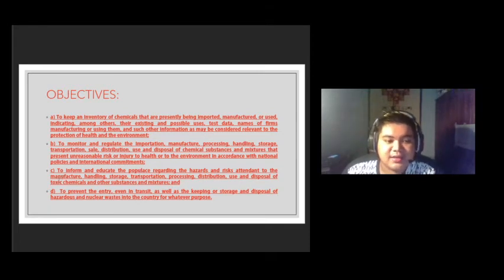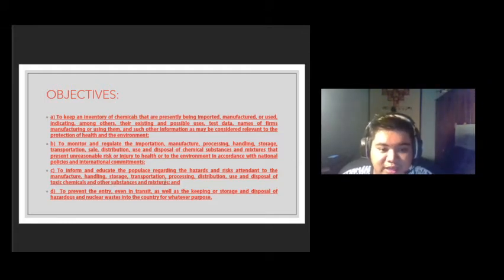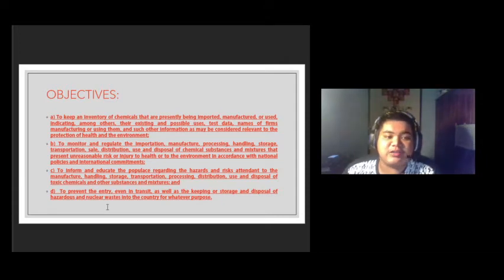Next, to inform and educate the populace regarding the hazards and risks attendant to the manufacture, handling, storage, transportation, processing, distribution, use, and disposal of toxic chemicals and other substances and mixtures. And lastly, to prevent the entry, even in transit, as well as the keeping or storage and disposal of hazardous and nuclear waste into our country for whatever purposes.